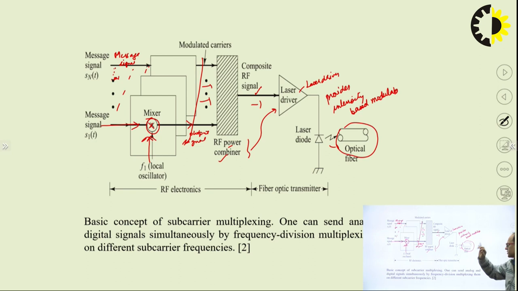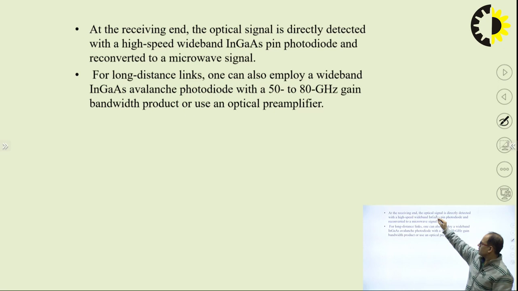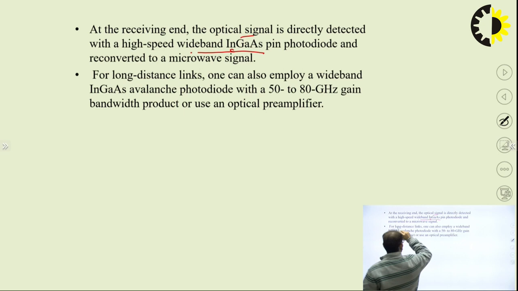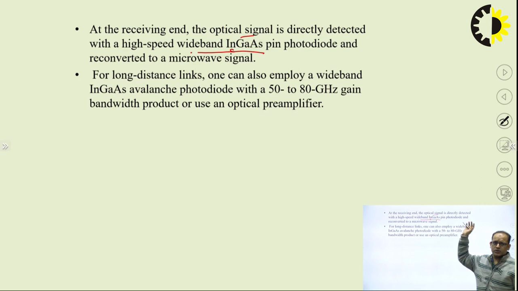Similarly, at the receiving end, the optical signal is directly detected with a high speed wideband photodiode, that is an indium gallium arsenide PIN photodiode, or you can also use the APD. There are a number of photodiodes which can be used, depending on your application. For example, for long distance applications, we always prefer an indium gallium arsenide avalanche photodiode with a gain bandwidth product of 50 to 80 gigahertz, or you can also use a pre-amplifier before the APD.